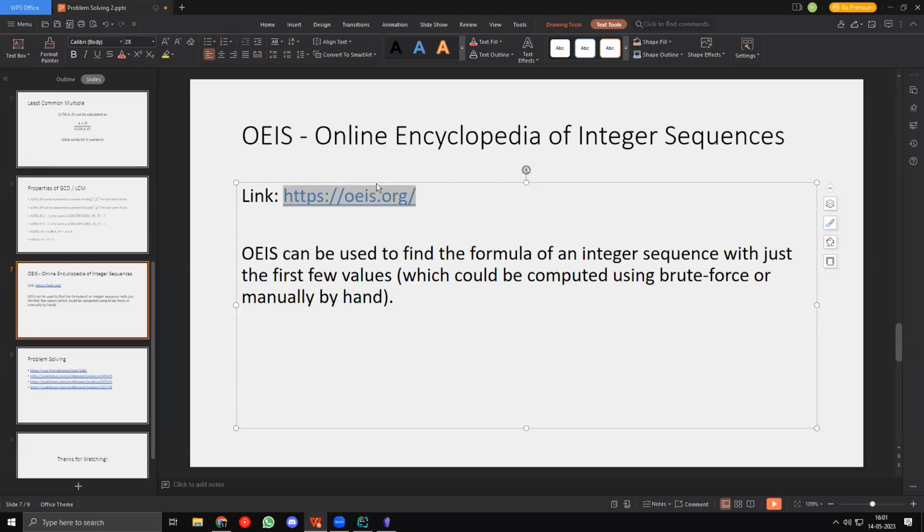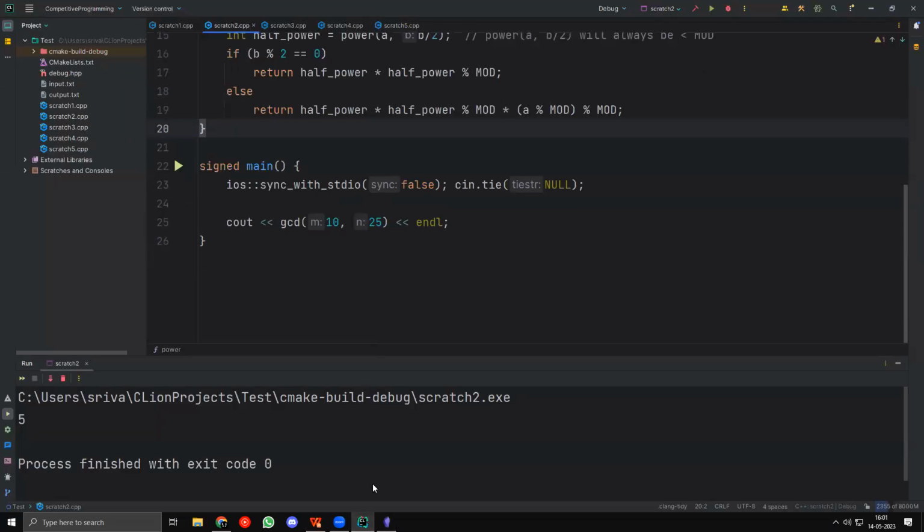Okay, let me show you an example. This OEIS over here is called the Online Encyclopedia of Integer Sequences. It's very nice because if you know a few values, say you found a pattern in some problem, and you get the pattern as this.